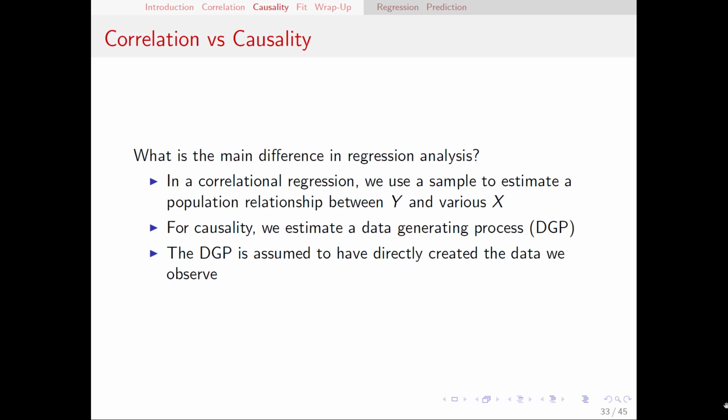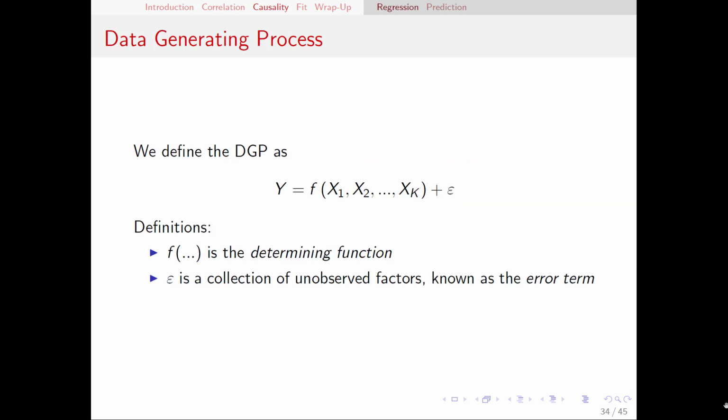For causality, it gets a little bit more complex because we're actually trying to estimate a data generating process that we are going to assume has a direct role in creating the data that we observe. We first talked about DGPs several videos ago, but just to remind you, a general form of the DGP looks like this. We have our dependent variable y on the left-hand side, and on the right-hand side we have two parts. We have a function of our x's, our explanatory variables, that's called the determining function, and then we have everything else, epsilon, our error term, which is everything else that has an impact on y that's not one of our given x1, x2, and so on.